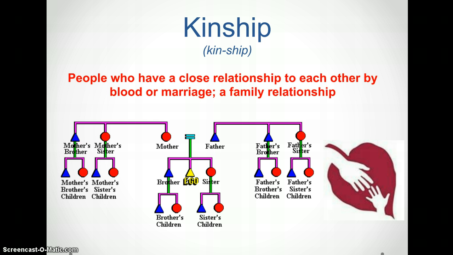The next word is kinship. Kinship means people who have a close relationship to each other by blood or marriage or some sort of family relationship. People during the Paleolithic era lived in groups based upon kinship.